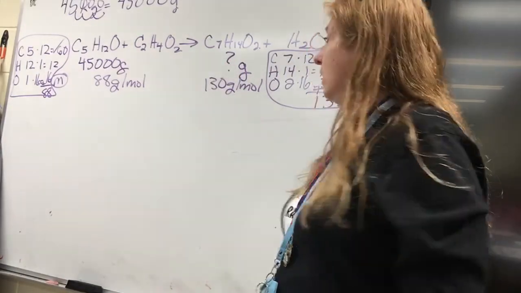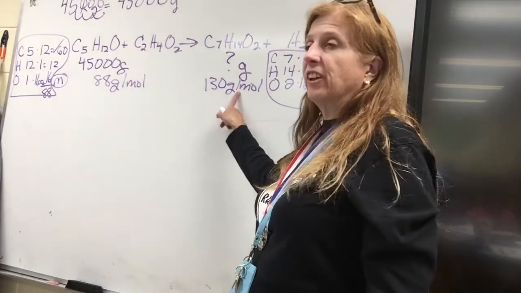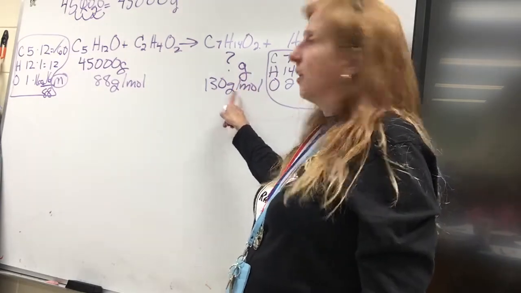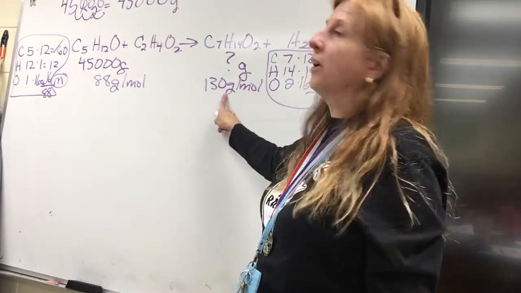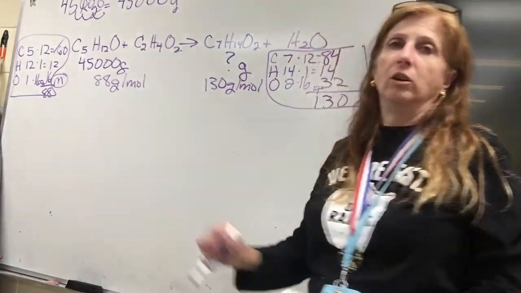Yes, sir? That is a dash between the G and... That is a slash. It is a fraction bar that I wrote as a slash. So that means the grams is in the numerator, the moles is in the denominator. It's grams per mole.